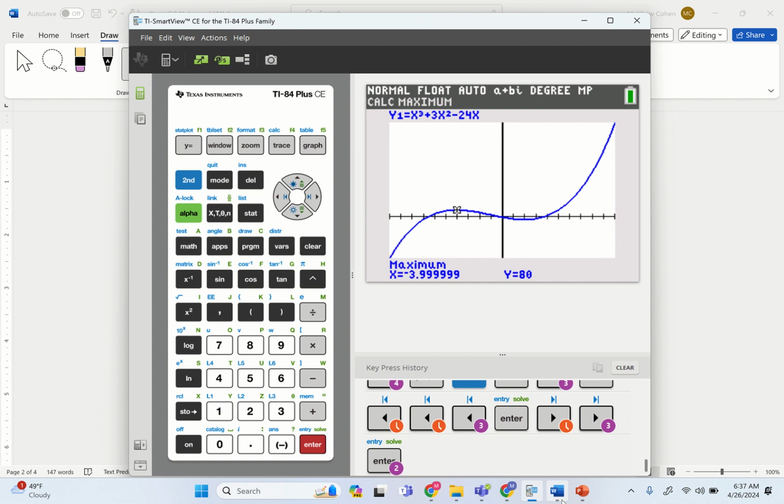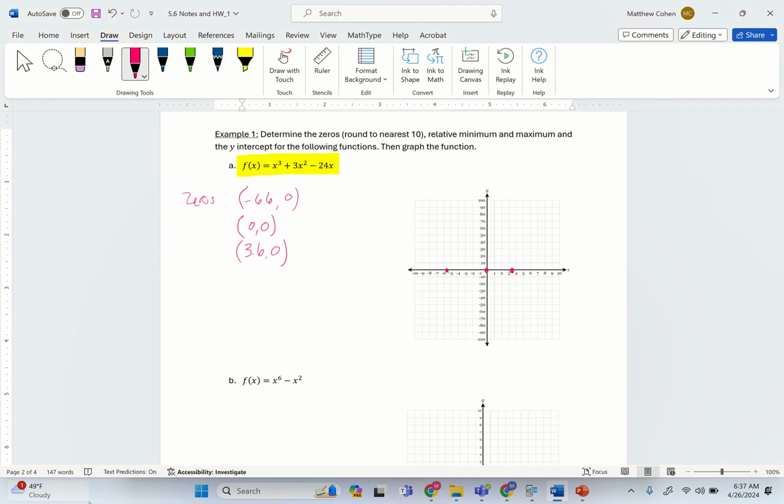Again, we're rounding, so it's to the nearest 10th. So there's a relative maximum at negative 480.